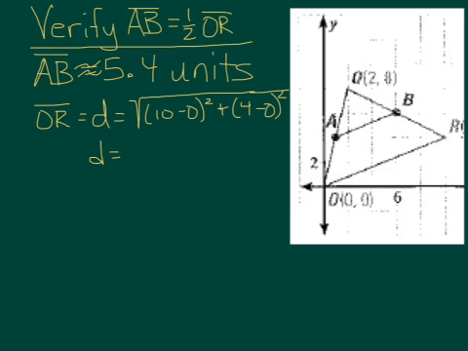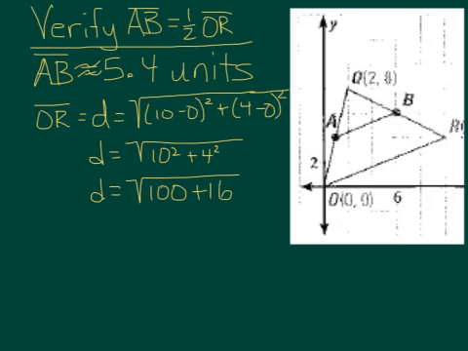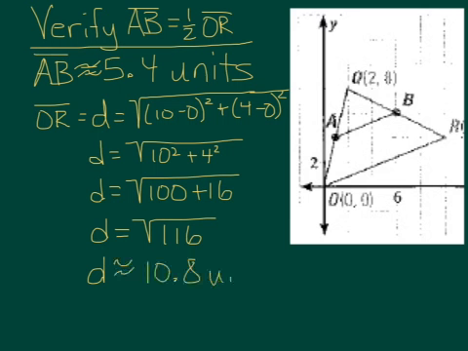So we'll use the distance formula. We've got 10 minus 0 squared plus 4 minus 0 squared. So that's going to be 10 squared plus 4 squared. 10 squared is 100, 4 squared is 16. We'll add those together and then take the square root. So the square root of 116 is approximately 10.8 units. So we have verified that AB, which was 5.4 units, is half of OR.